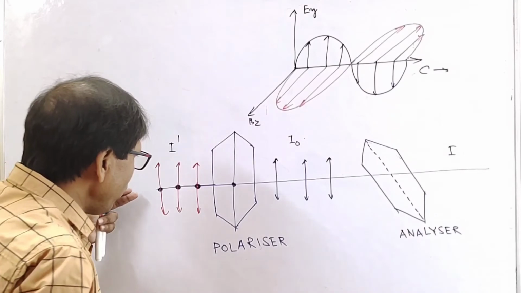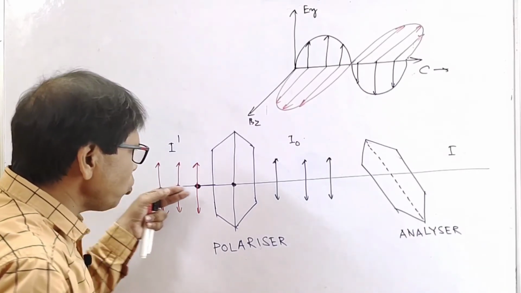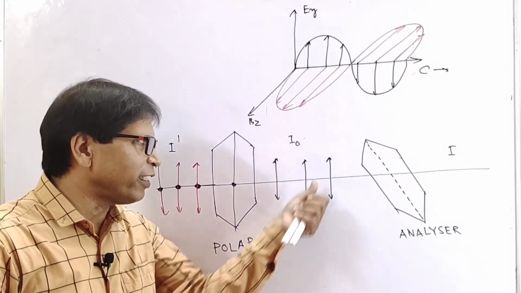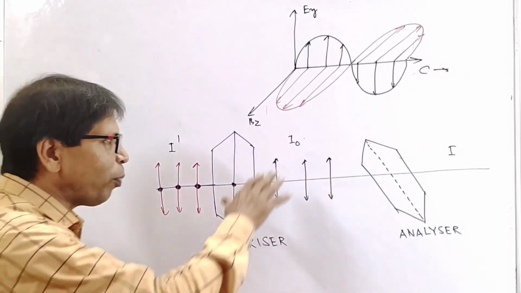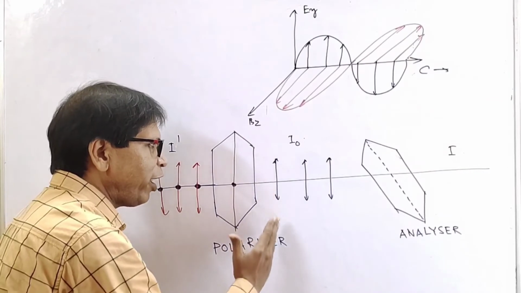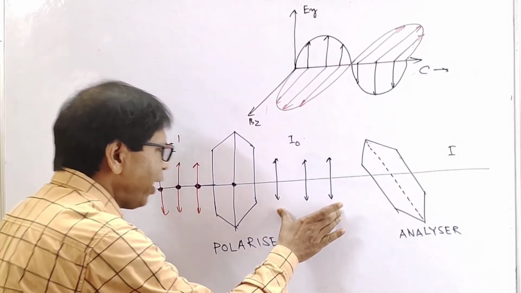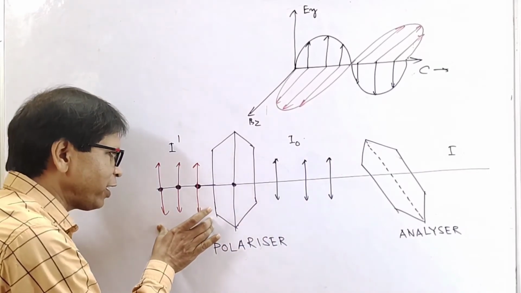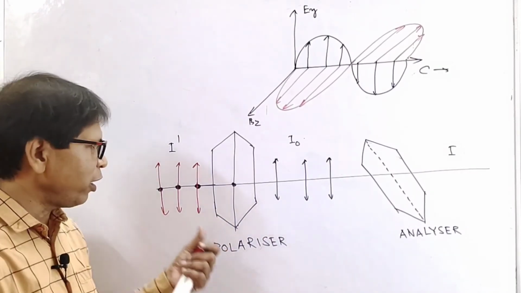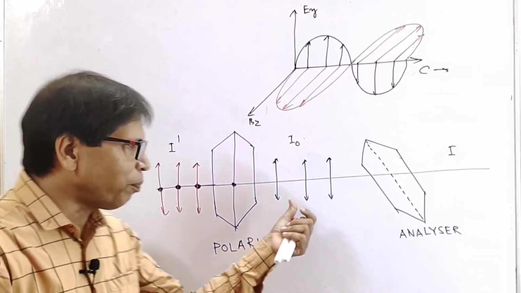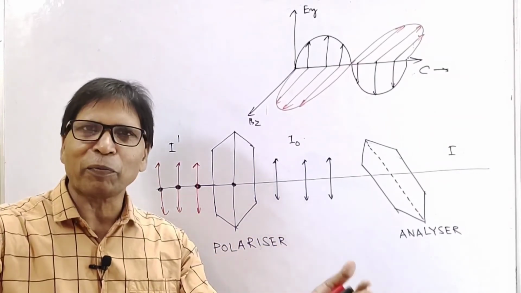When unpolarized light passes through the tourmaline crystal, only the light wave traveling in this direction passes, and the vibration of the light wave is directed normal to this line. So this is the polarized light and this is the unpolarized light. In unpolarized light, both electric and magnetic fields are present, but in polarized light only the electric field is present.